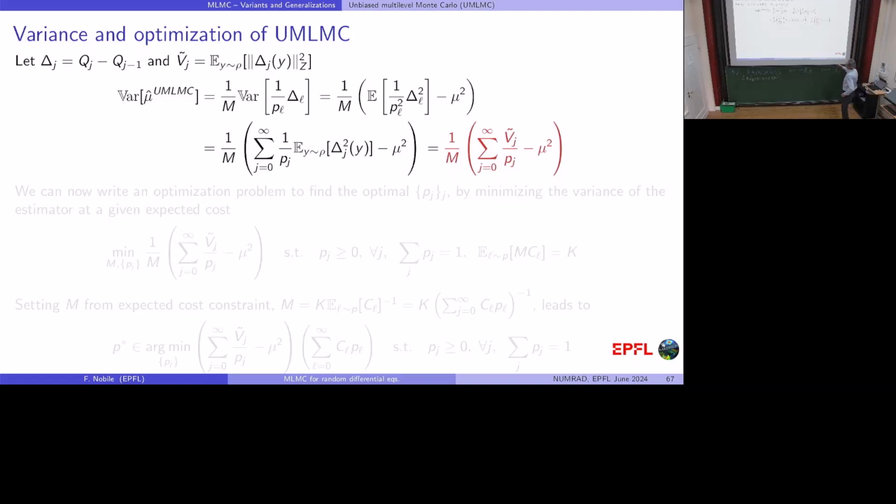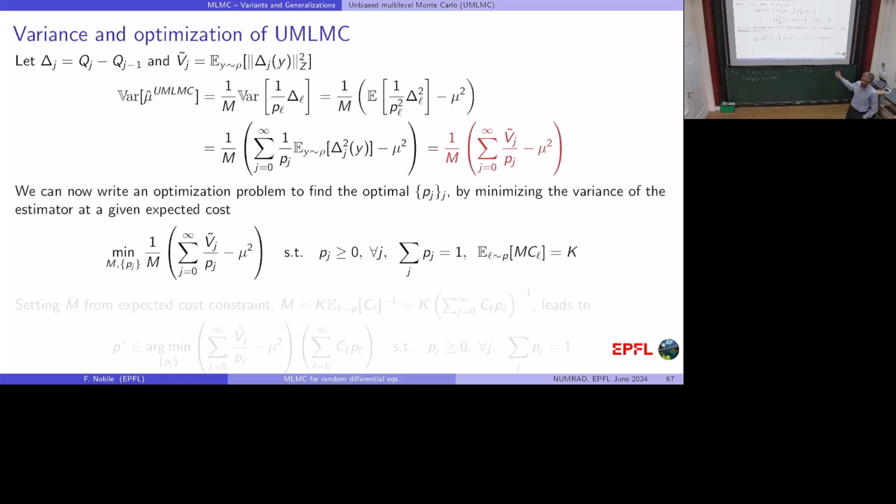Okay, so now if we want to optimize this estimator, we have to find a good choice of PL. What we have to tune is the overall sample size to achieve a certain tolerance, but we also have to choose the probability at which we sample from the different levels. How do we do it? Well, again, we try to optimize the method. Yesterday I discussed the optimization where you minimize the cost for a given error, so for a given variance. Here I do the opposite, but it's the same: I fix an expected cost.